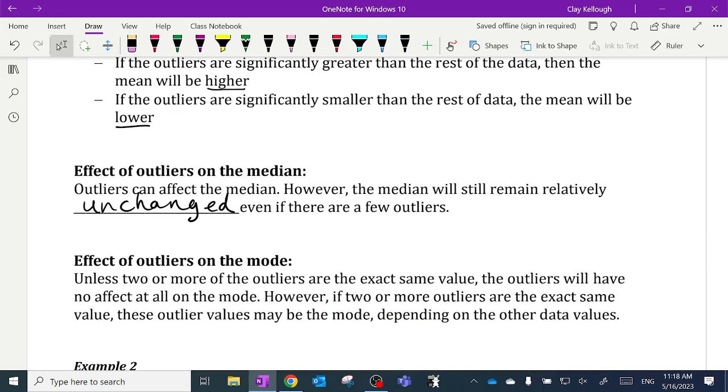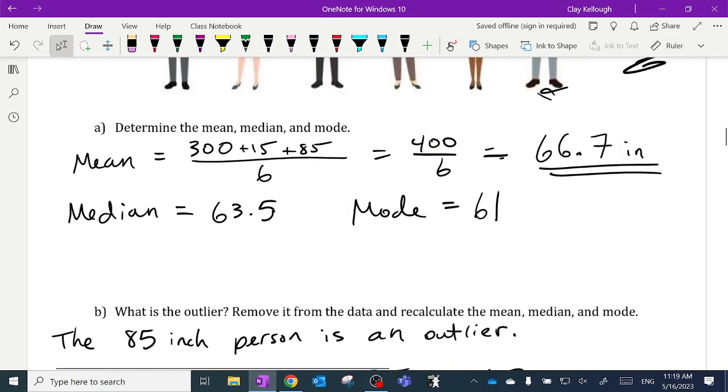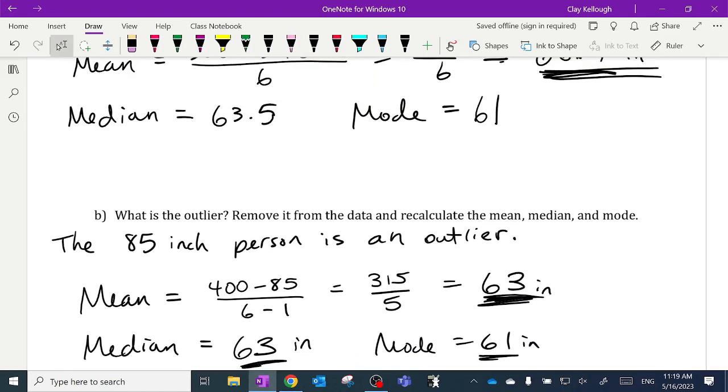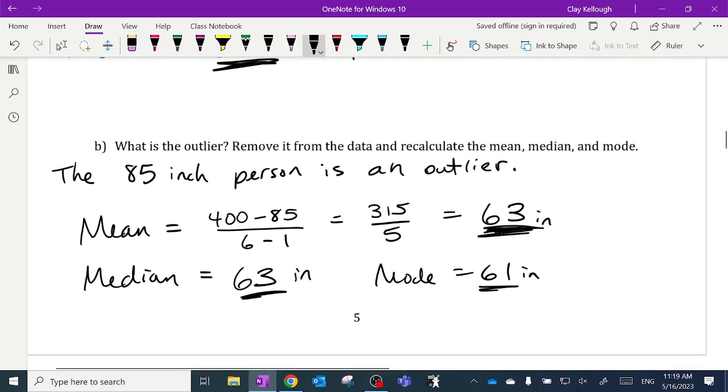Let's look back to example 1 to sort of see what I mean by that. When we did our original mean, we got 66.7, a number taller than everybody else in the data except the one tall guy. But once I removed him, I got a number that was pretty much right in the middle of the data. Literally, it is the median. So it's right in the middle of the data. Whereas the median was originally 63.5, it only changed by 0.5 by removing that one outlier.